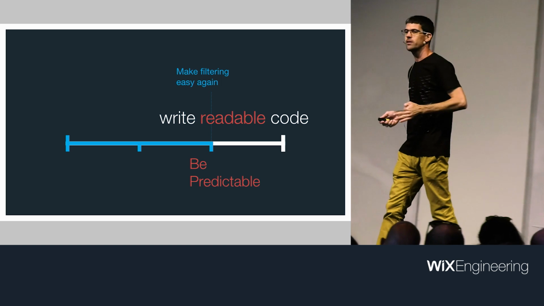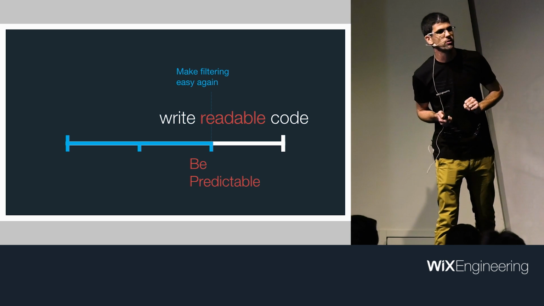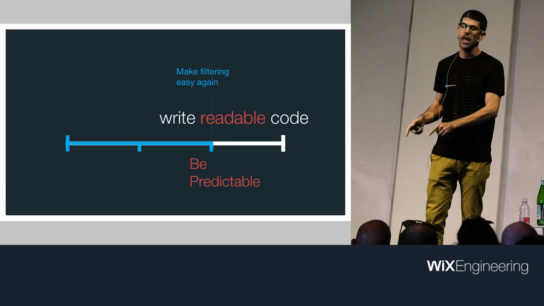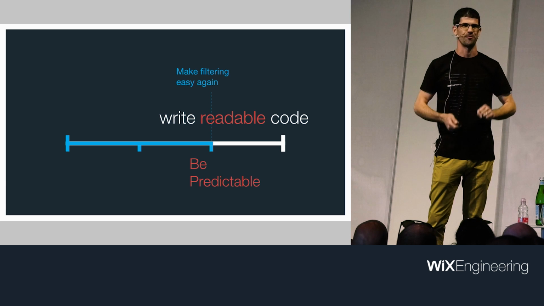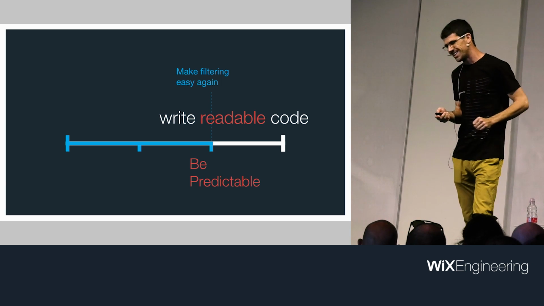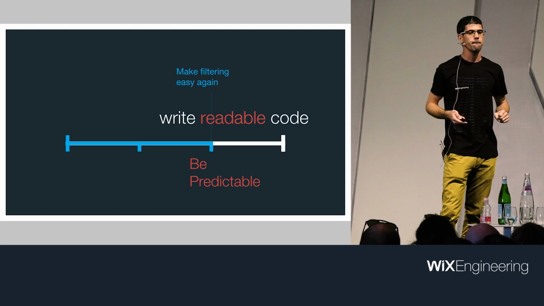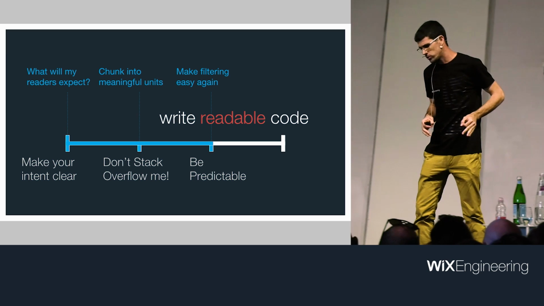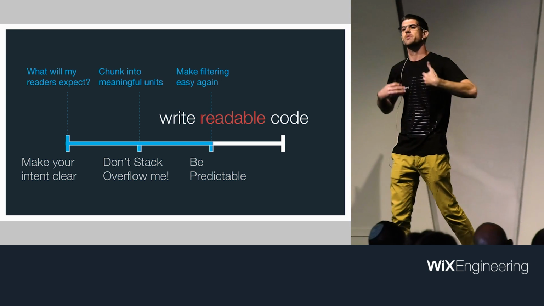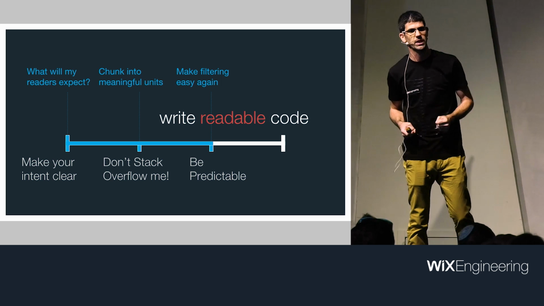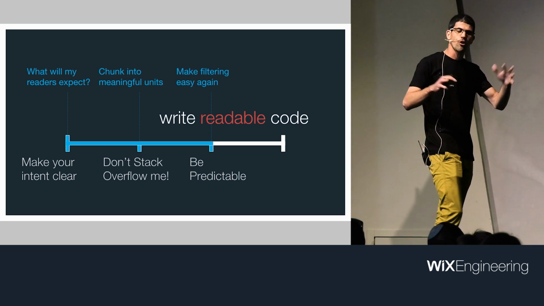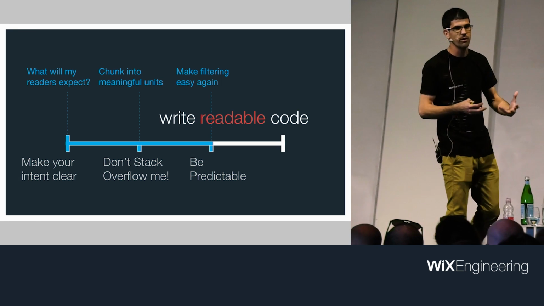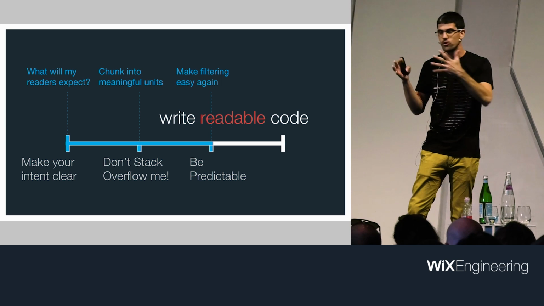So, if there's one thing I want you to take away from this section that we talked about, is I want you to let System 1 do its job. I want you to write predictable code and to make filtering easy again. Let's recap for a moment. We talked about what expectations we build, what expectations we create for our users and fulfilling those expectations. And we talked about taking our code and chunking it into meaningful units to help tell a story. And we talked about make filtering easy so that System 2 can focus on what's important.